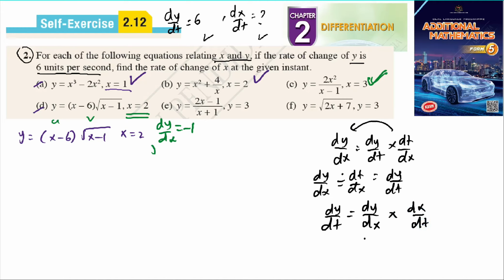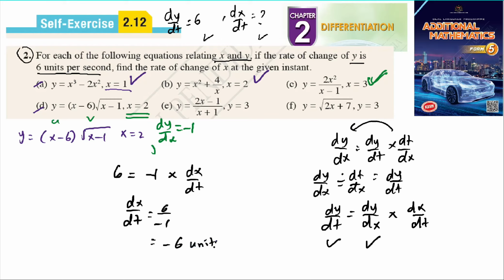So you have this value here, and dy over dt is 6. So you can just substitute: dy over dt is 6, which is equal to dy over dx, which is negative 1, times dx over dt. So dx over dt is equal to 6 divided by negative 1, so you get negative 6. So this one is negative 6 units per second.